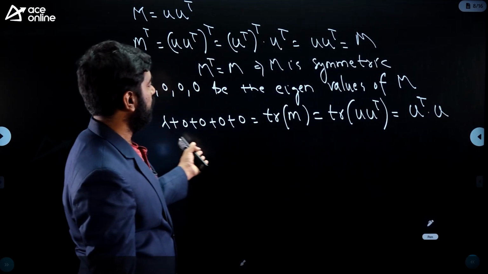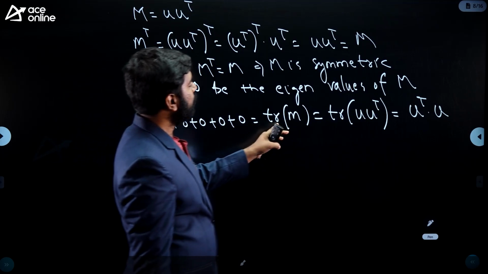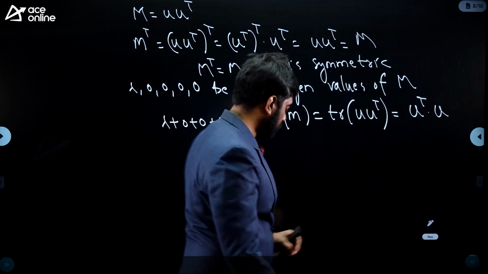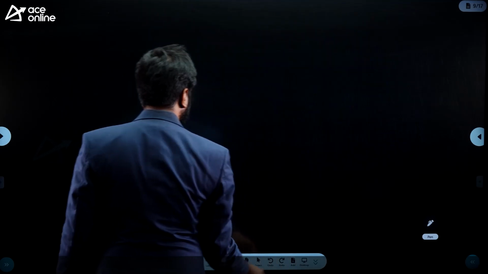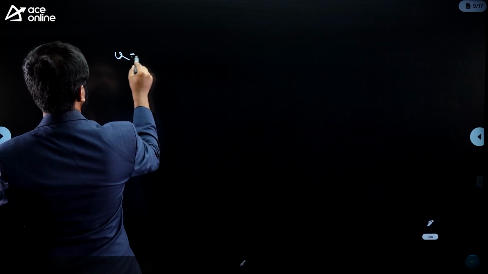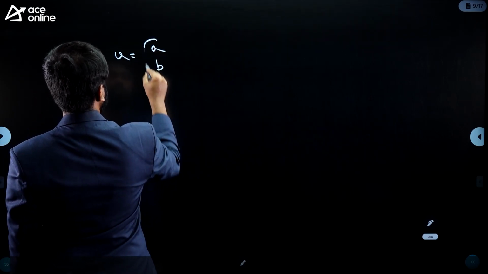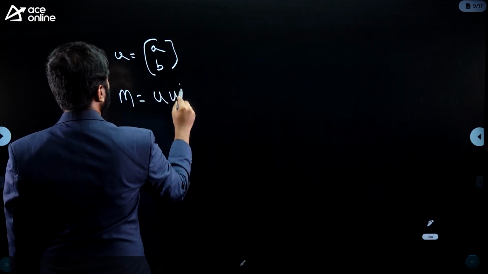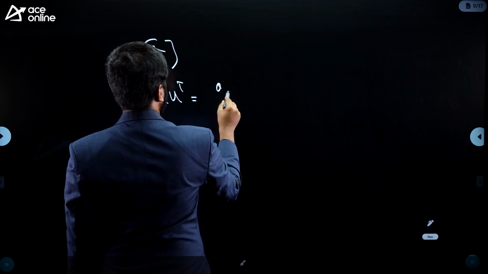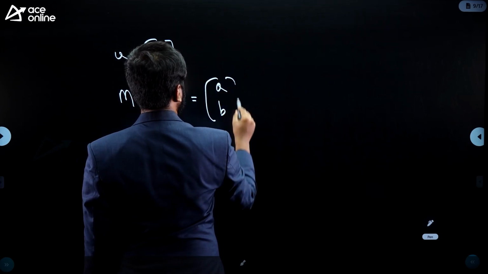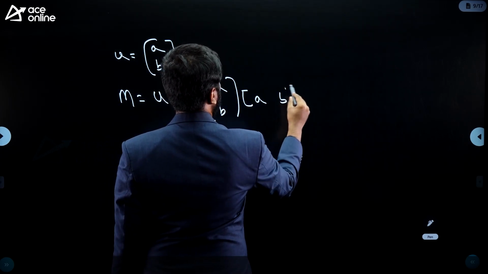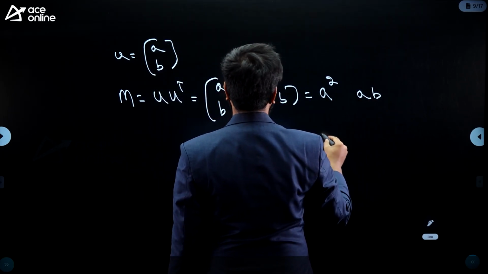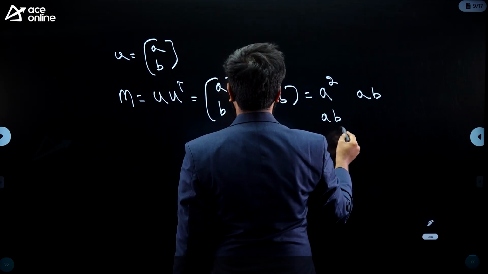Sir, how did you know that the trace of M, created as U into U transpose, is directly U transpose into U? Let me show you an example. Let us take some small example. Let us take U to be something like a, b. So, how is M created? U into U transpose, that is a, b into a, b. You multiply this and what you get is a square, then ab, then ba, which is again ab, and then b square.